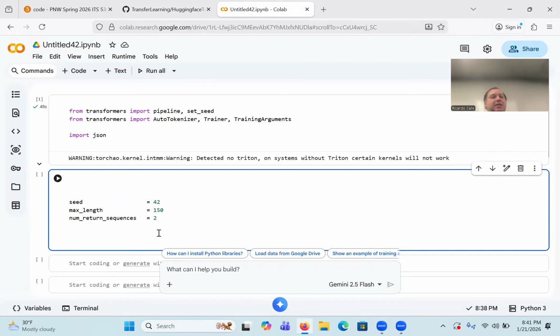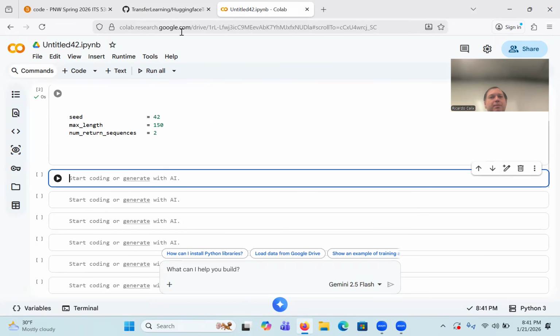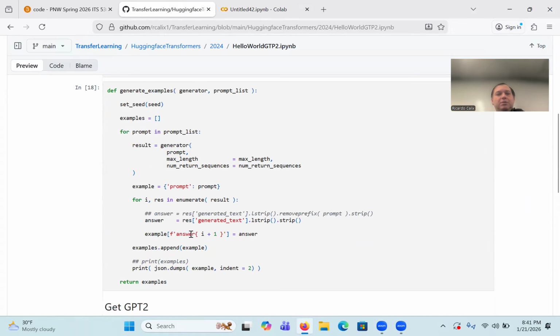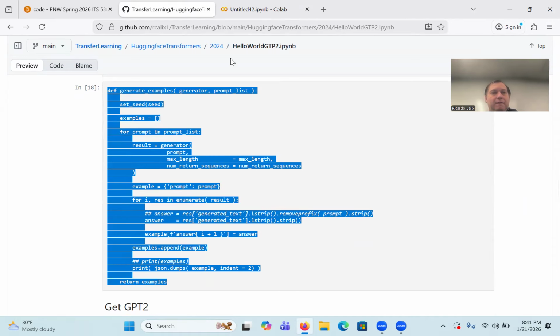All right, so a max length of 150, return sequences about 2 sequences. So it can generate 2 answers if you will. Those are just parameters. And then this is just a function to return examples. So it's going to generate examples.